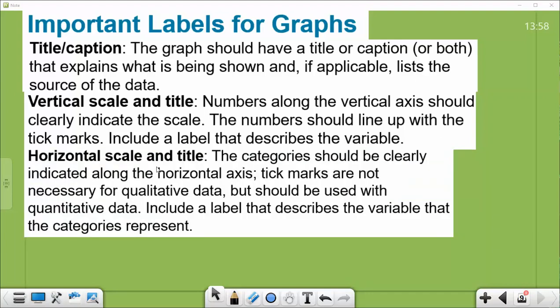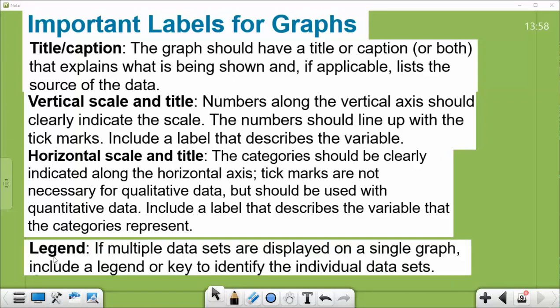Horizontal scale and title. The category should be clearly indicated along the horizontal axis. Tick marks are not necessary for qualitative data, but should be used with quantitative data. Include a label that describes the variable that the category represents. And finally, a legend. If multiple data sets are displayed on a single graph, include a legend or key to identify the individual data sets.